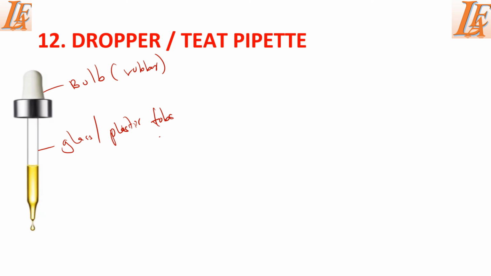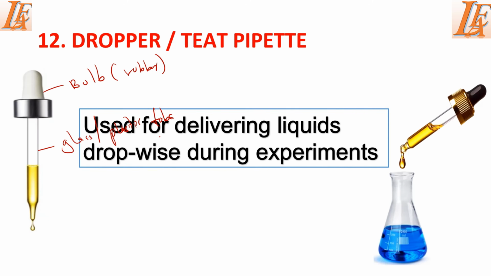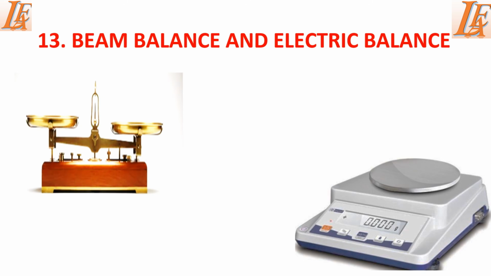And the function of this is that it is used to pick up or release liquids drop by drop during experiments. Like in this case, for you to pick up a liquid, you have to dip this dropper inside the liquid, and then you press this bulb so that the liquid can be sucked into the dropper. And if you want to release the liquid, like you can see on the other diagram here, then you have to press this bulb so that the liquid can be dropped. It can be released in terms of drops into the other solutions during experiments.